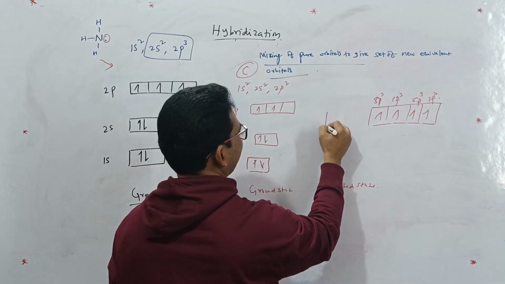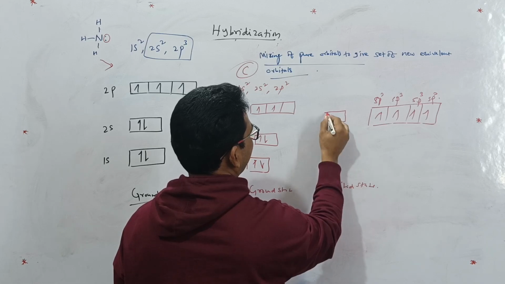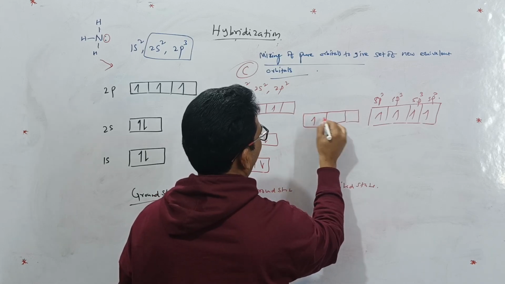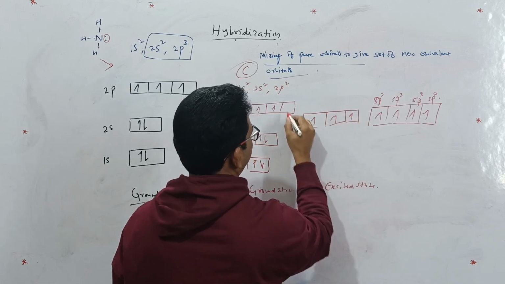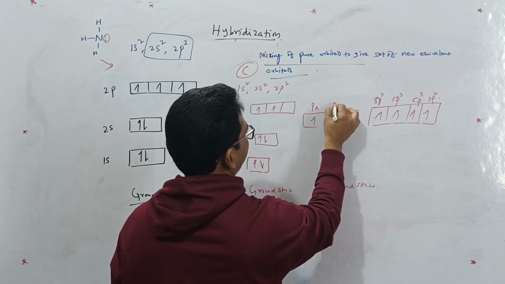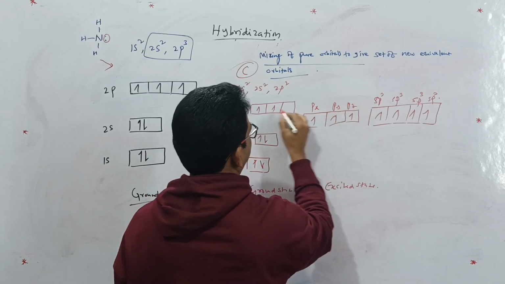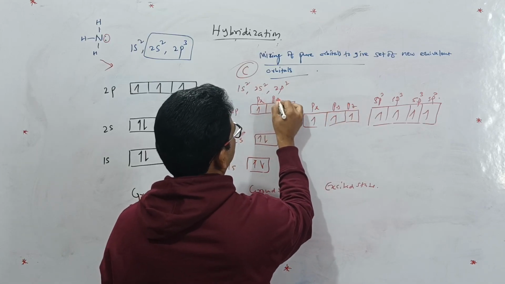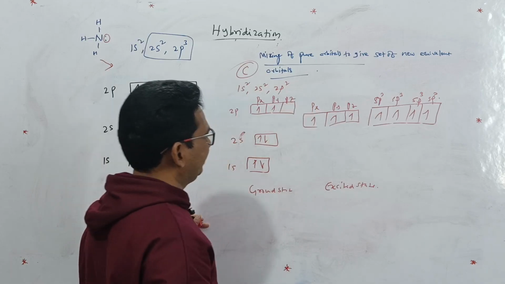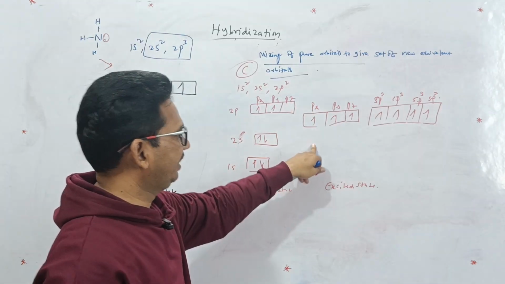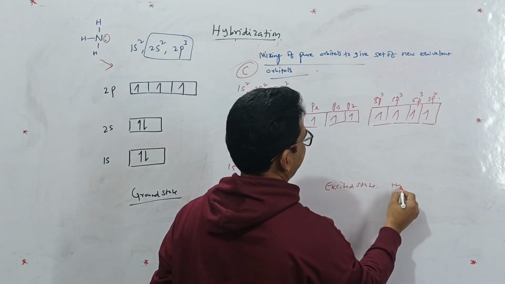But in the excited state, they are going to be like this. All of them are filled: px, py, pz, px, py, pz. This is the possible excited state. This is the hybridized state.